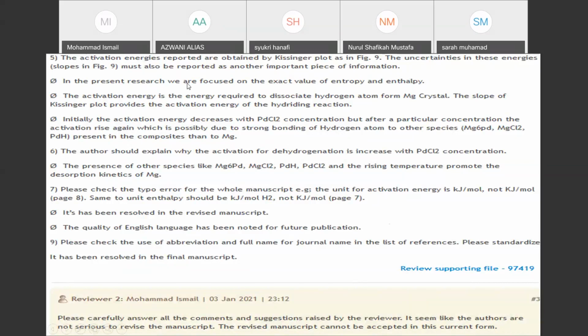In the present research, we are focused on the exact value of entropy and enthalpy. Okay, actually the author did not answer the comment raised from the reviewer. The energy is required to... The slope of the Kissinger plot provides the energy of the reaction. Okay, you can see that there is no thanks, not a polite answer actually.